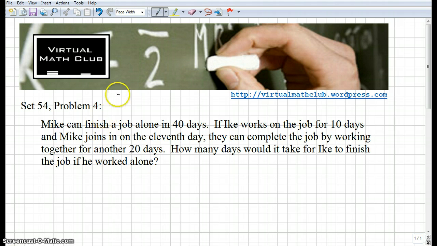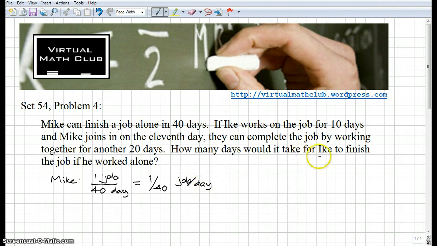Alright, well, this is a basic rate problem, maybe not so basic, but we're essentially given Mike's rate, right? Let's write down Mike, and his rate. He can finish a whole job in 40 days. So that's one job per 40 days, which is the same thing as 1/40th of a job per day. So that's his rate. That's how fast he works, in jobs per day.